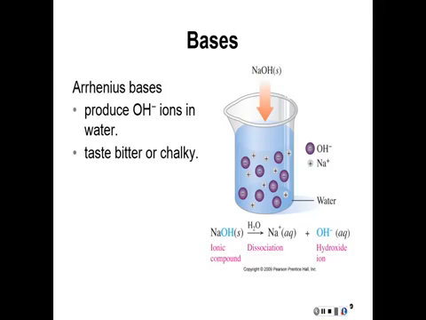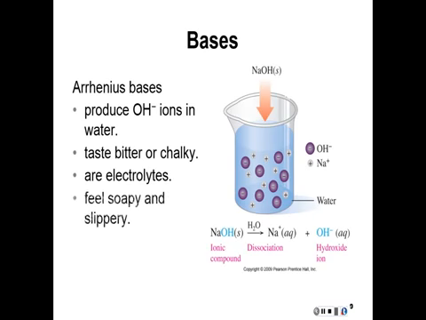Arrhenius bases, in fact, all bases taste bitter or chalky. And they're electrolytes because they produce ions, and they feel soapy or slippery in your hands. That means that soaps and detergents are bases. And they neutralize acids. So acids and bases neutralize each other.